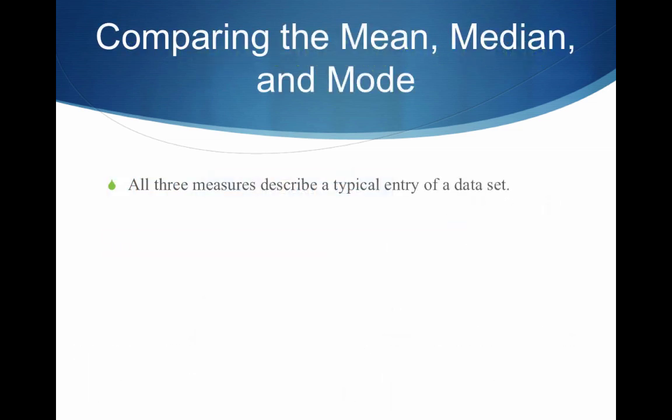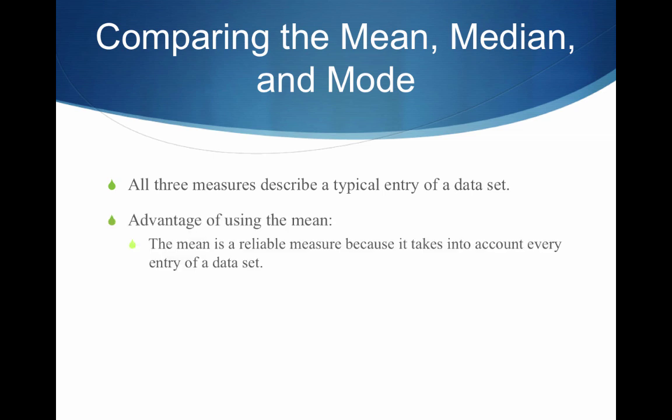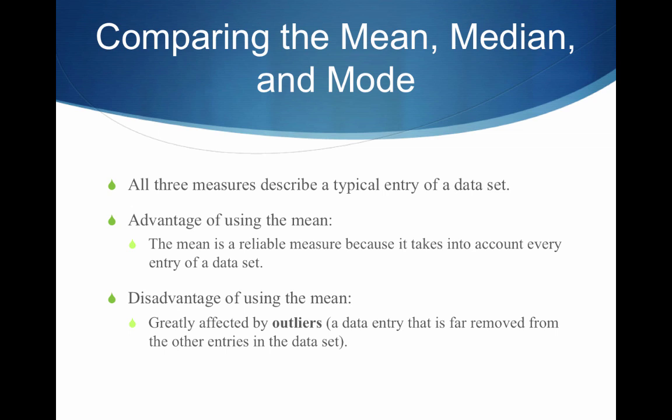All right, let's talk about comparing the mean, the median, and the mode. All 3 measures describe a typical entry of a data set. The advantage of using the mean is that it's a reliable measure because it takes into account every entry of a data set. The disadvantage of using the mean is it's greatly affected by outliers. In other words, a data entry that's far removed from the other entries in the data set.